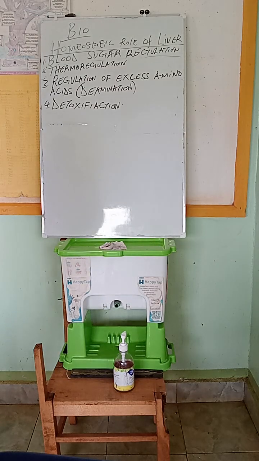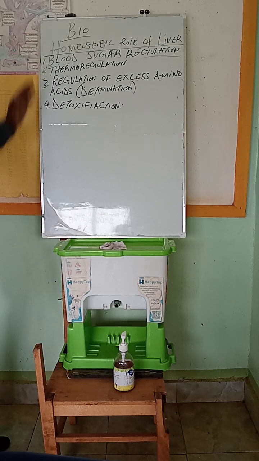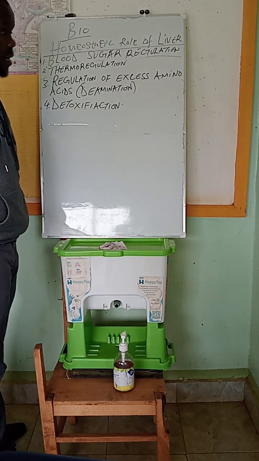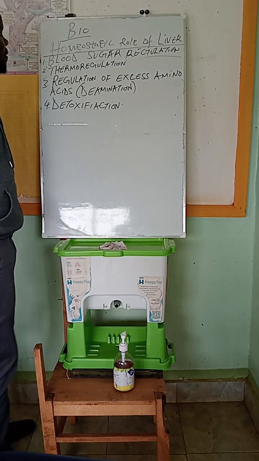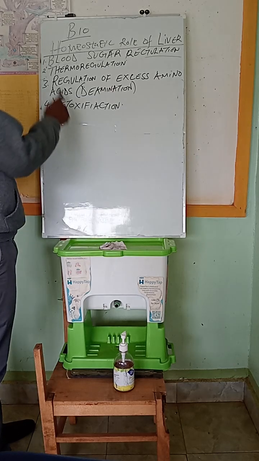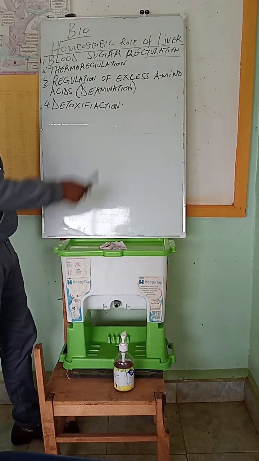Hello, welcome again. Today we are discussing the roles of the liver, the key roles and the other roles of the liver. Let's check the first role, blood sugar regulation. Number 2 is thermoregulation, that is temperature regulation.